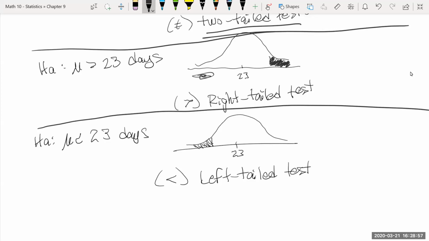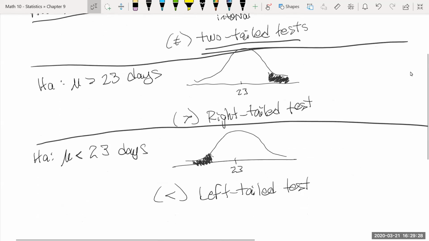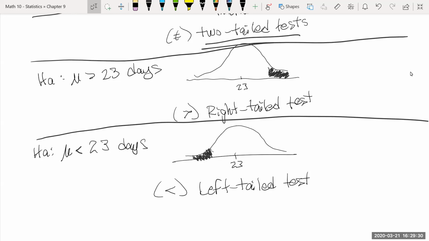And similarly, let me erase this, make this look a little more like a, anytime we have a less than, we're only going to reject if the value falls way over to the left. And in that case, it's obviously called a left-tailed test. So I'm going to erase this spot here as well. But the idea is with a not equals, it's going to be a two-tailed test because either to the right or the left, it falls too far away, we're going to reject the null hypothesis. For a greater than, we're only going to reject it if it falls to the right. So it's a right-tailed test. And for less than, only if it falls to the left. So a left-tailed test.